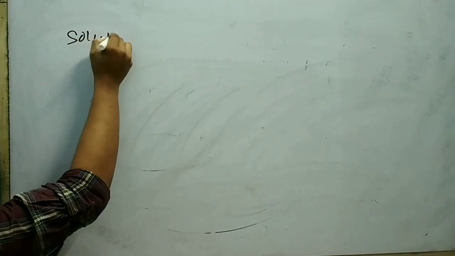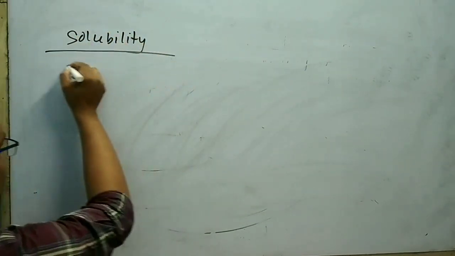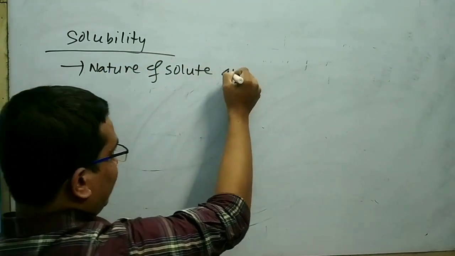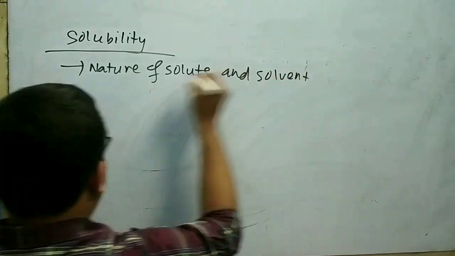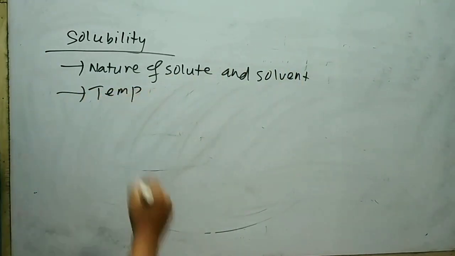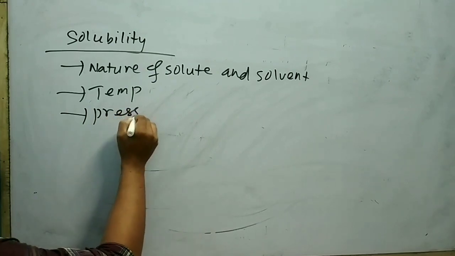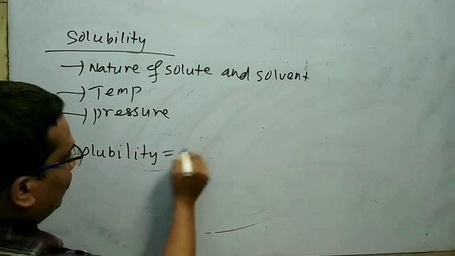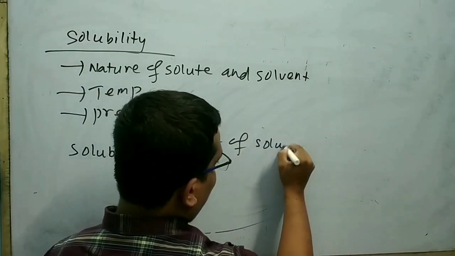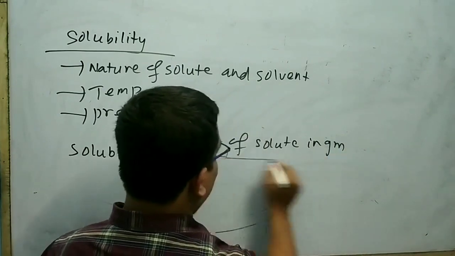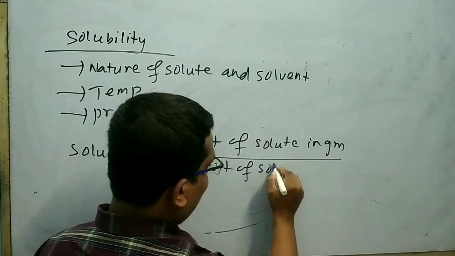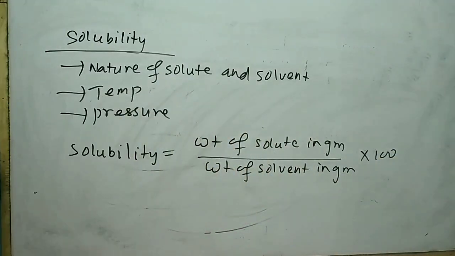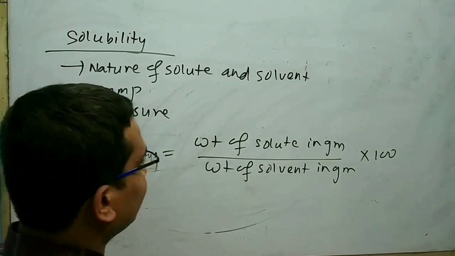The solubility depends upon the following factors. Number one is nature of solute and solvent. Second is temperature. Third is pressure. Mathematically, solubility is equal to weight of solute in gram divided by weight of solvent in gram into 100. This is the formula for the calculation of solubility.